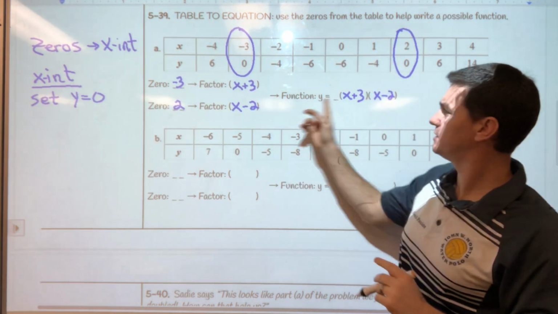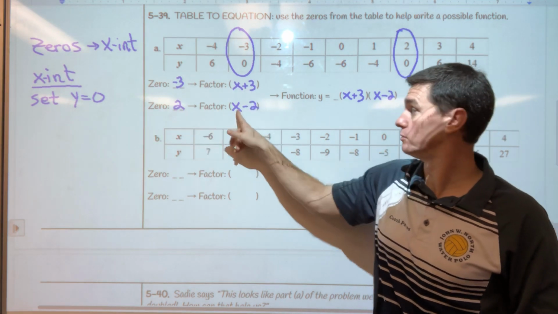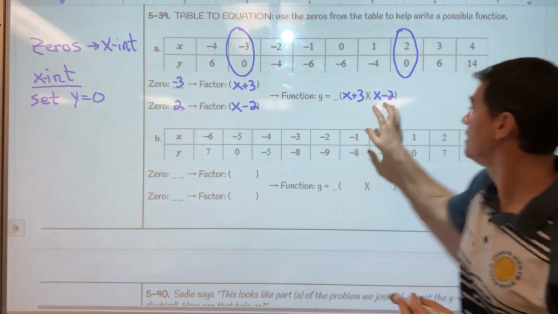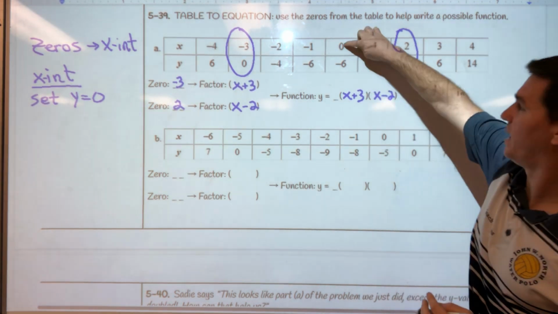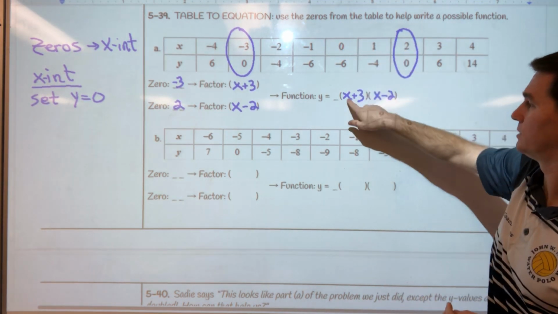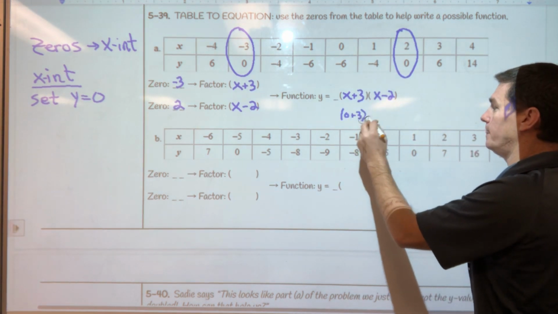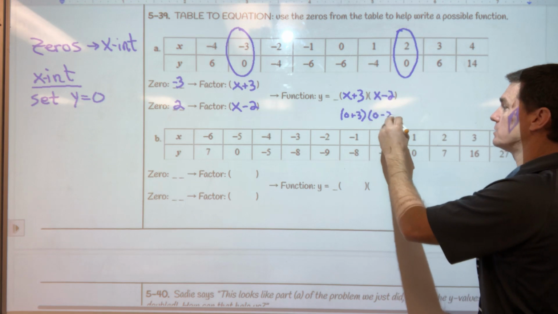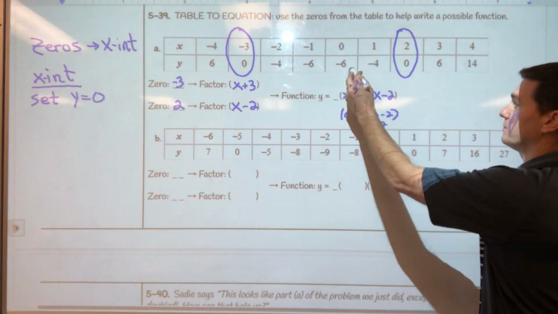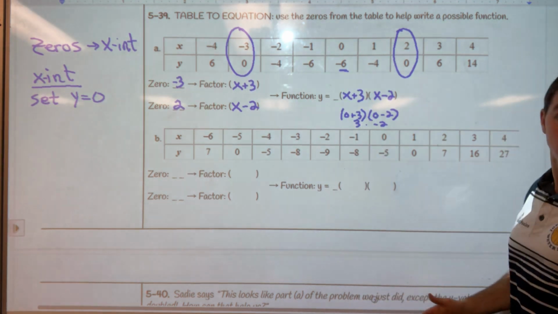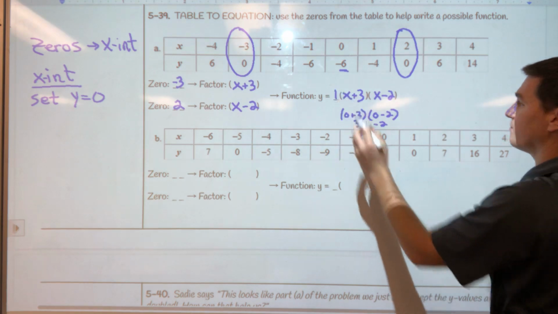One more time, why are these the factors? Plug in negative 3. Negative 3 plus 3 is 0. Plug in 2. 2 minus 2 is 0. Okay, I get this function. Does this function work? Well, let's pick a sample value to plug in. Let's plug in 0. What's 0 plus 3? Okay, so if I go 0 plus 3 times 0 minus 2, I get 3 times negative 2, and 3 times negative 2 is negative 6. Yeah, it checks out.